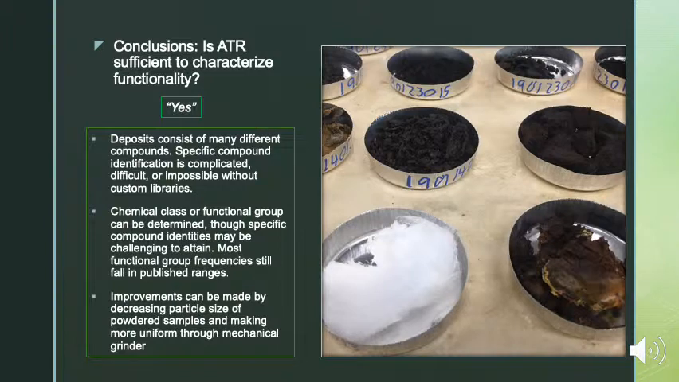Functionality can be derived, but it could be challenging to identify specific compounds without comparing them to custom libraries with spectra obtained under the same conditions as the samples. And that said, for our purposes, ATR is more suitable and advantageous over transmission for our sample volume and as central but not exclusive information for characterization of samples.